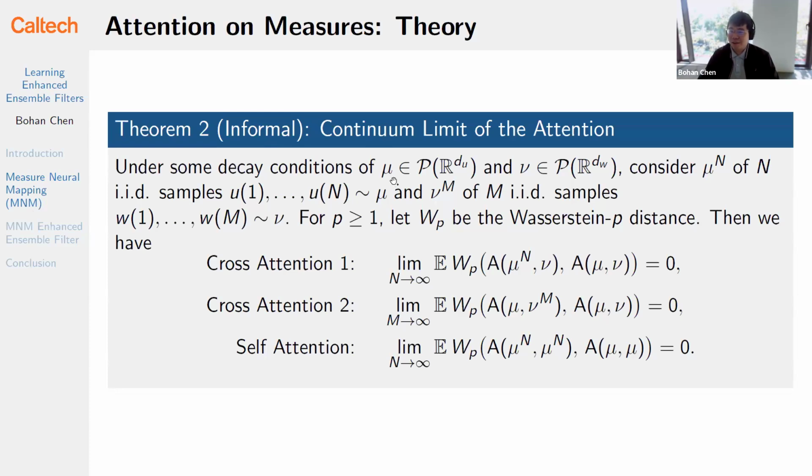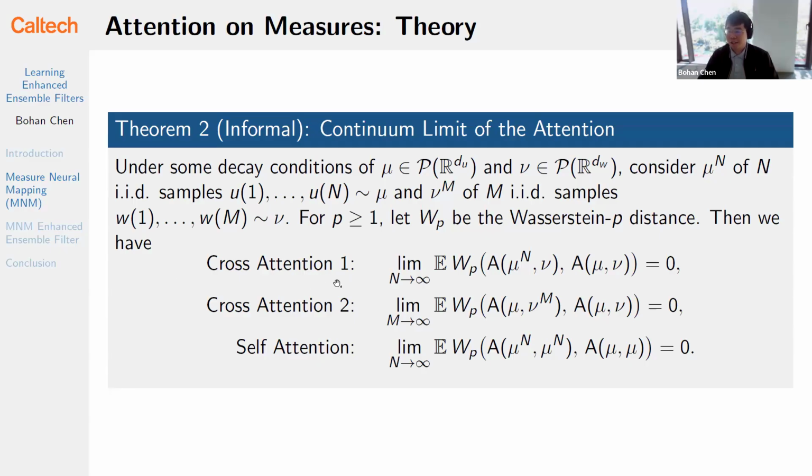Then we consider these two probability measures, mu and nu. If we consider some IID samples of these two distributions, we have their corresponding empirical measures, mu_n and nu_m. And we consider the Wasserstein p distance for p greater than 1. We have three versions of the continuum limit.